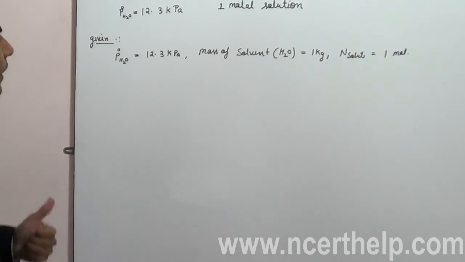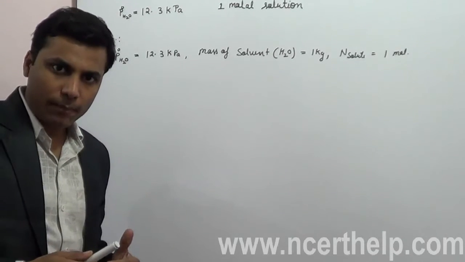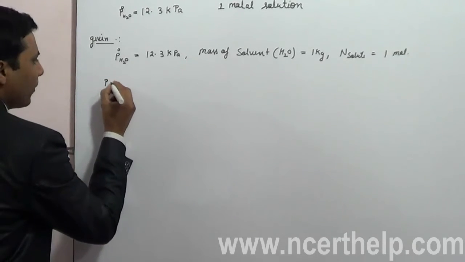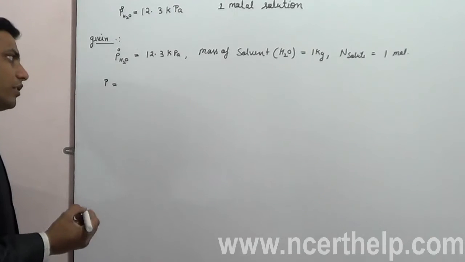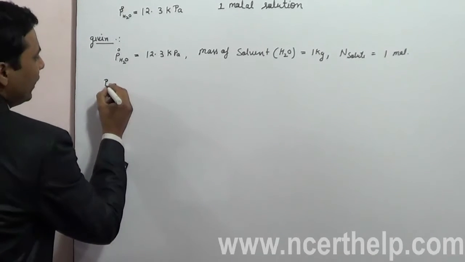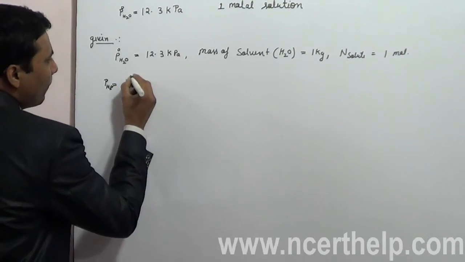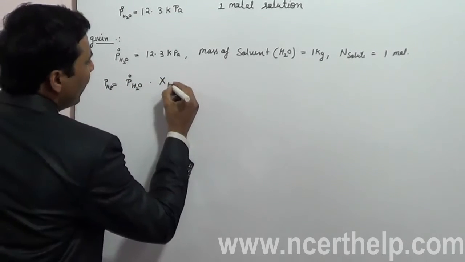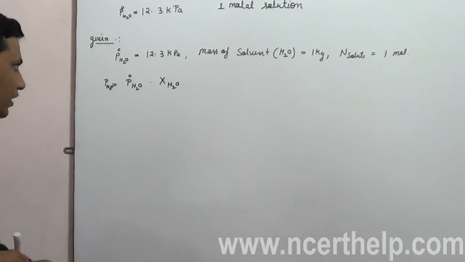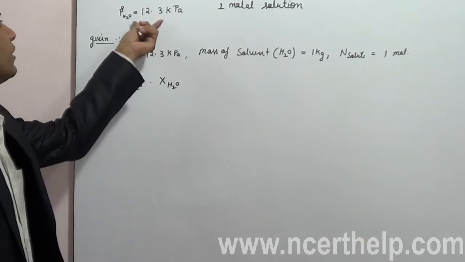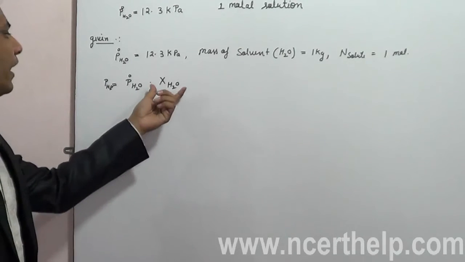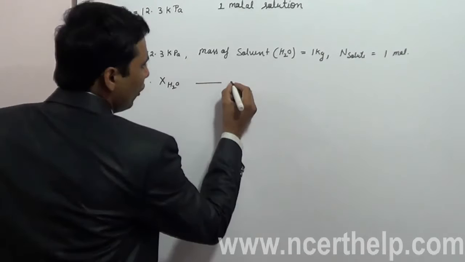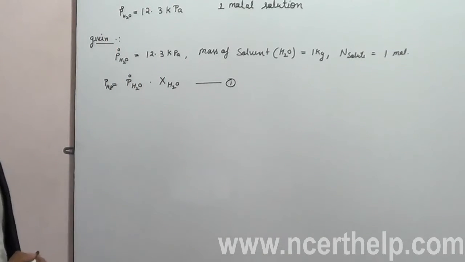What do we have to find here? We have to find the partial pressure of the solution. So the formula of partial pressure is: the partial pressure generated by the H2O is equal to the pressure of pure H2O times the molar fraction of H2O. The pressure value is already given in this problem, so we have to calculate the molar fraction of H2O.